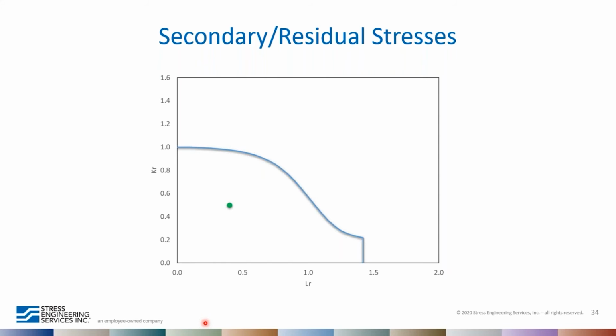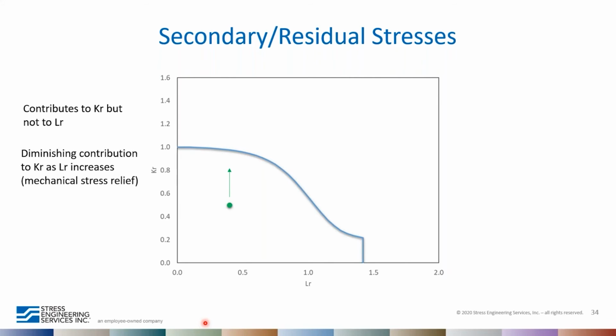Okay, so another aspect of the FAD assessment is accounting for residual stresses. Now, residual stresses apply a stress locally at the crack tip, but will generally not lead to a plastic collapse. And so they contribute to the KR values, but not necessarily to the LR. And in physical components, there's a realization that as the loading increases and starts to become plastic, there's actually a mechanical stress relief that will occur to residual stresses that are present. And so the effect of KR with increasing LR values actually diminishes.